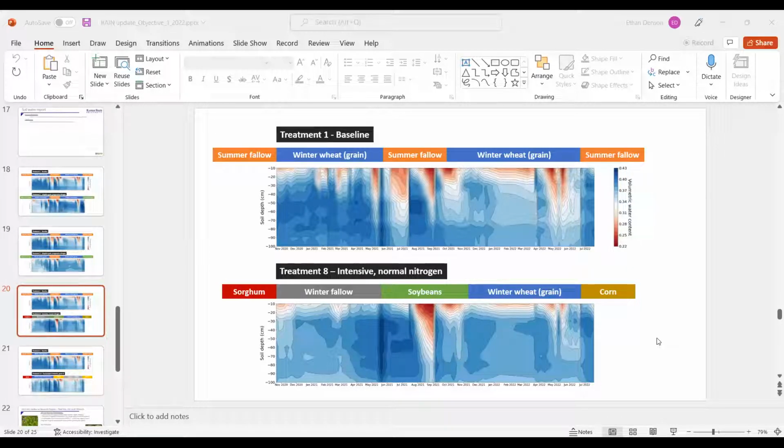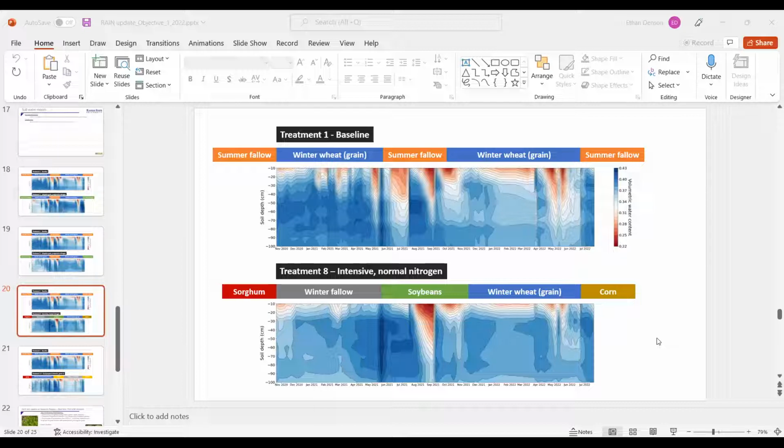Here there is a comparison that is interesting. Sometimes we know one of the strategies to conserve water is to switch the summer fallow to a winter fallow. And this is what we have in this treatment. We had a summer crop, so we had grain sorghum, and then we didn't plant anything. So we had a winter fallow.